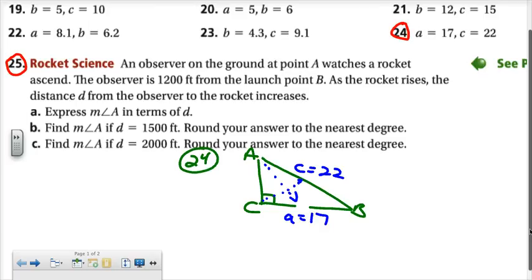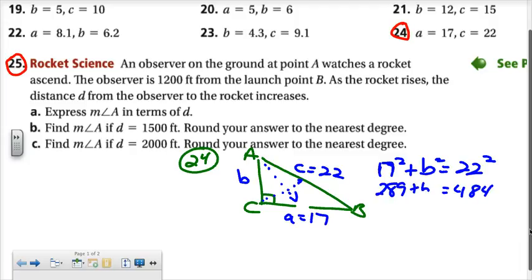And the first thing that comes to mind here is, hey, let's just use the Pythagorean theorem and figure out what B is here. So for B, we'll take a squared, 17 squared, plus b squared, and set that equal to 22 squared. So let's figure out what we have for numbers here. 22 squared is 484. 17 squared is 289. And then we'd subtract 289 from both sides. So 484 minus 289. That gives us 195.